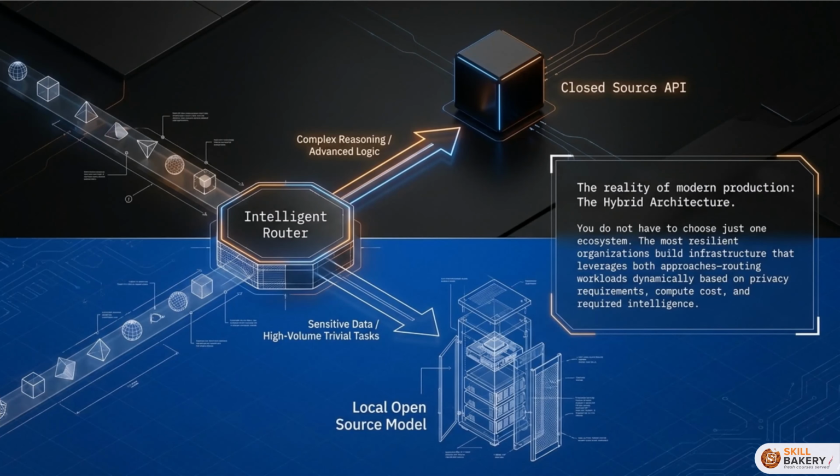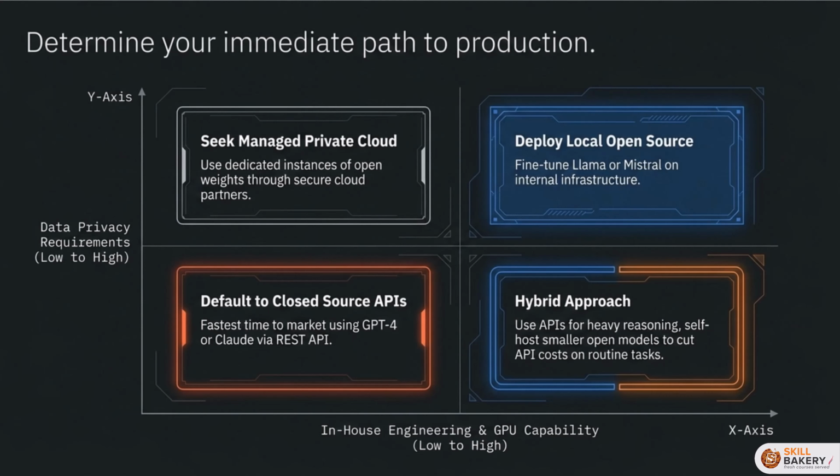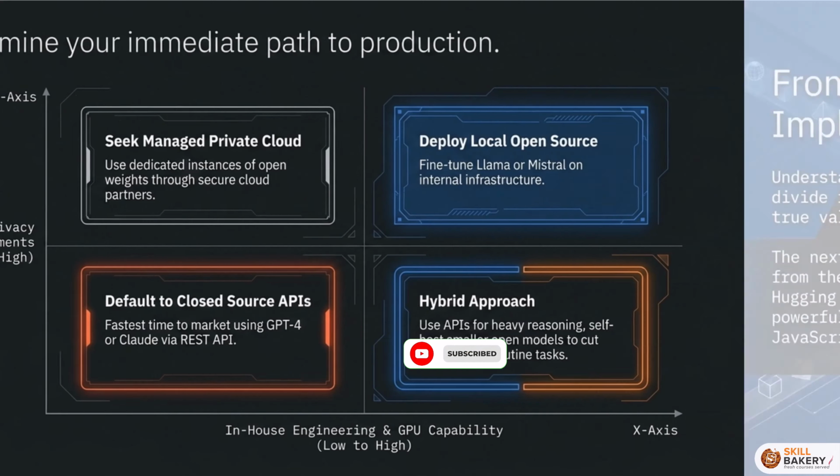Many modern organizations now adopt a hybrid architecture. By using an intelligent router, they can balance workloads, sending complex logic to the cloud while keeping trivial tasks local. To determine your path to production, plot your requirements. High privacy needs may point to private clouds or local models, while speed to market often favors closed-source APIs.